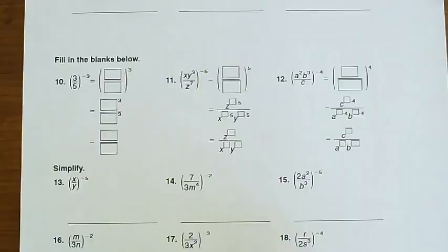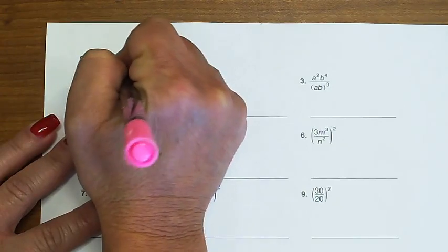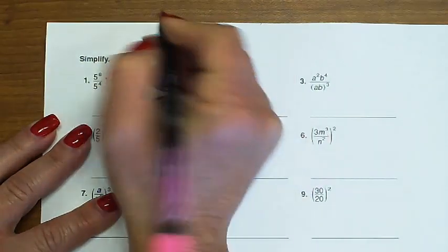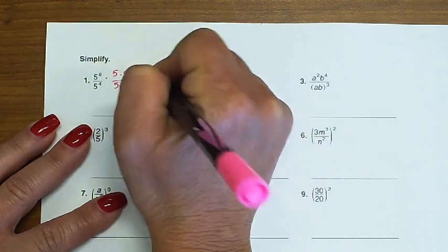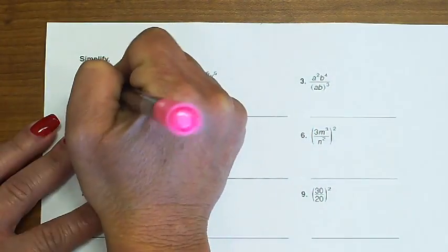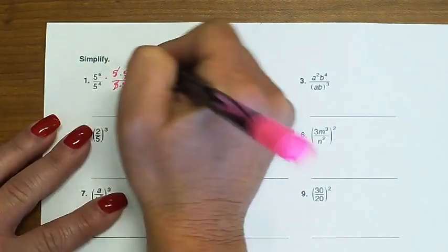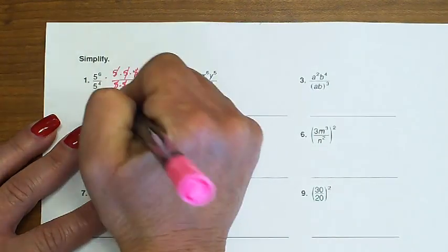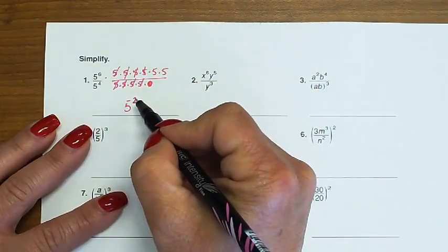Okay, so let's look at some actual problems that we can put this into practice. So if I've got 5 to the 6th divided by 5 to the 4th, remember, let's think of that as 5 times 5 times 5 times 5 times 5 times 5, 6 of them, divided by 5 times 5 times 5 times 5, just 4 of them. So that would cancel. 5 divided by 5 is 1, and so on. So I end up with 5 to the 2nd power. I've got 2 of them. So we end up with 5 to the 2nd power, which works out because 6 minus 4 is 2.